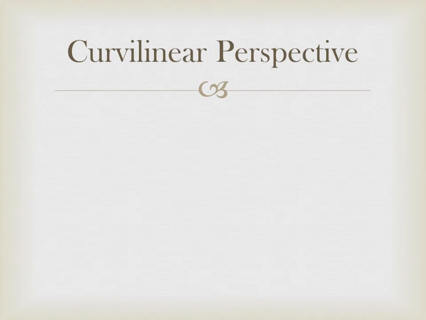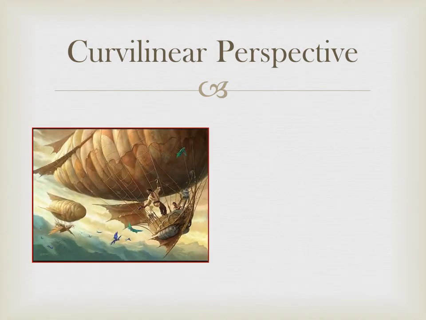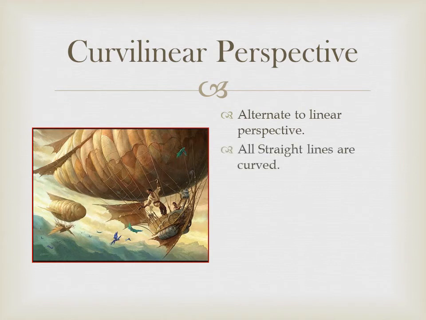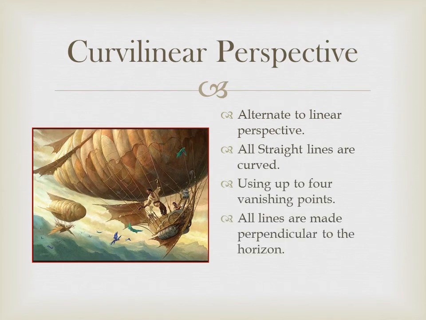Curvilinear perspective. It is an alternative to linear perspective. All straight lines are curved, using up to 4 or 5 vanishing points. All lines are made perpendicular to the horizon.